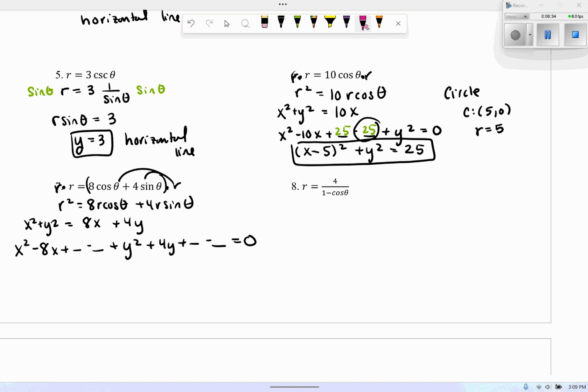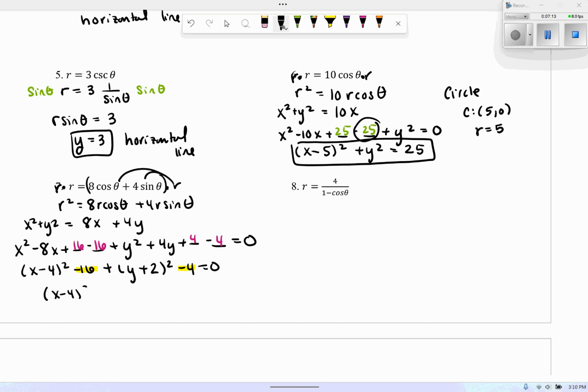So for the x's, we have a linear term of negative 8. Half of negative 8 is negative 4, and negative 4 squared is 16. So that completes the square for the x's. For my y's, half my linear term is 2, and 2 squared is 4. So the number that completes the square for the y's is 4. So then this becomes x minus 4 squared minus the 16 plus y plus 2 squared minus the 4 equals 0. And then, of course, we want to take that 16 and the 4 to the other side.